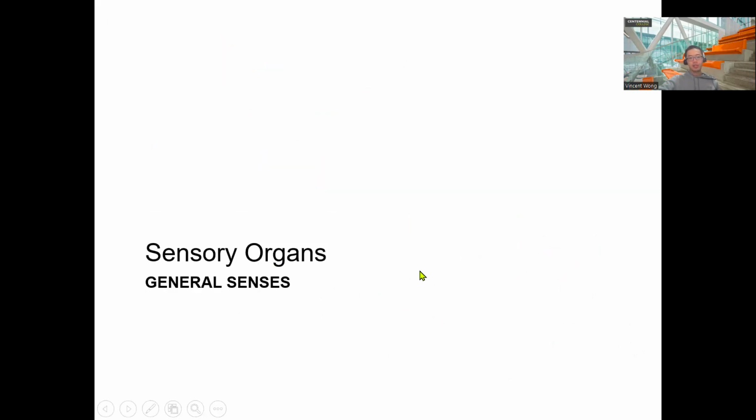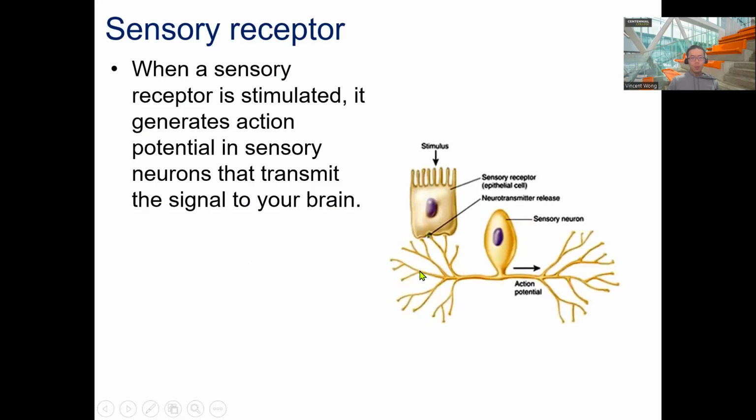So let's start with general senses. When a sensory receptor is stimulated, it generates action potentials in the sensory neurons. The sensory neuron is really, really long. It takes the information towards your CNS, where it is going to be processed.